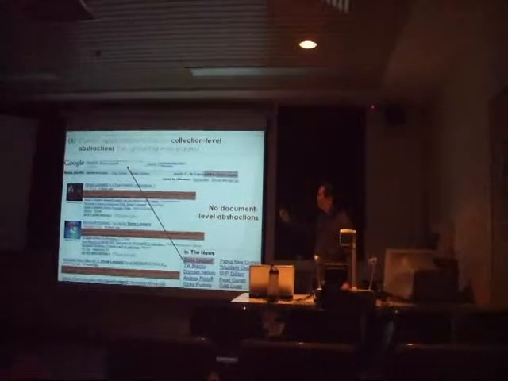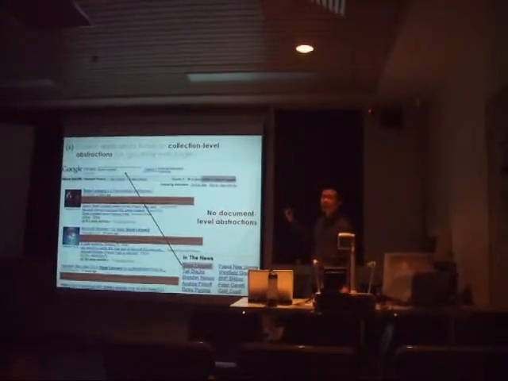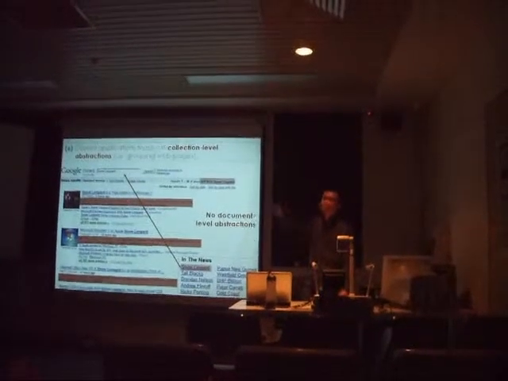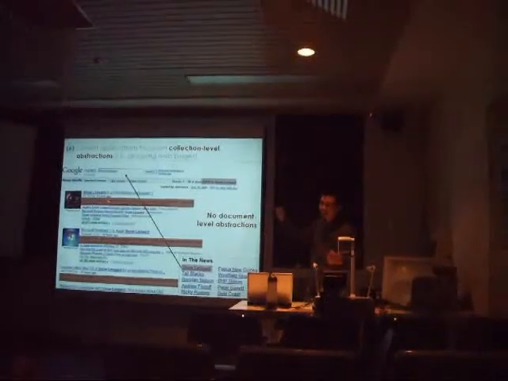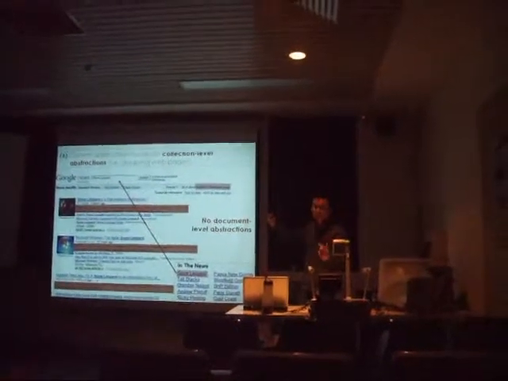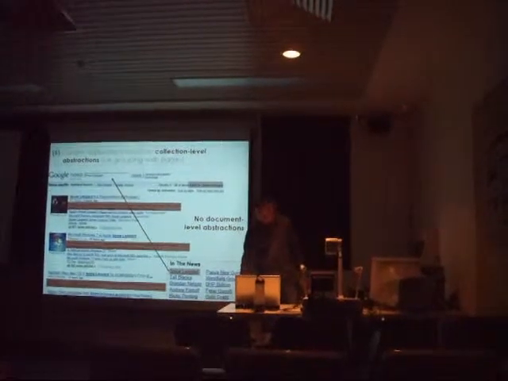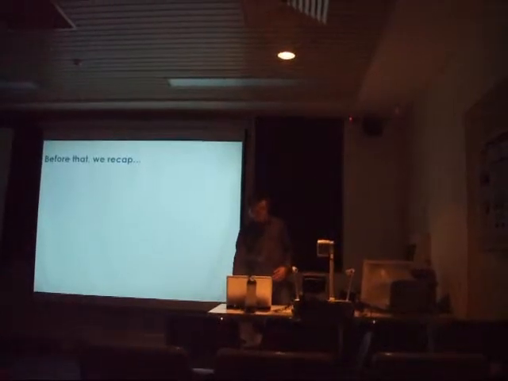So, in other words, there are essentially no document level abstractions. I cannot preview the content, the important concepts and components in this news article without going through the very inadequate text summaries or clicking on it and reading by myself. So, those are the 6 problems with the existing approaches. Now my approach. But before that, we recap.